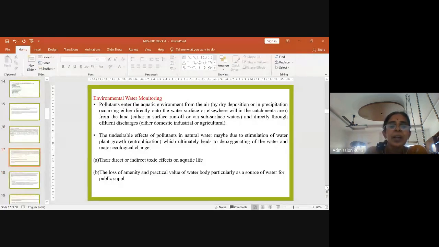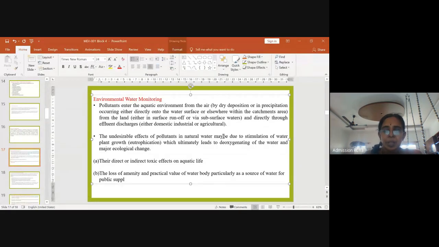Environmental water monitoring. Similar to air, water has to be monitored. The pollutants enter into the aquatic environment. They enter the water surface from the land and directly through effluent discharges, either domestic, industrial, or agriculture. These pollutants, in a natural way, may be due to the stimulation of water plant growth.